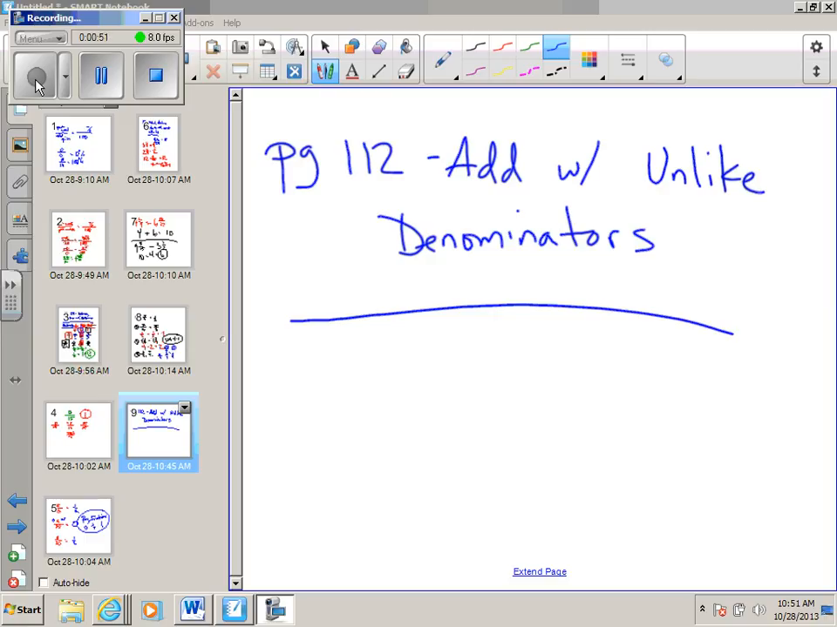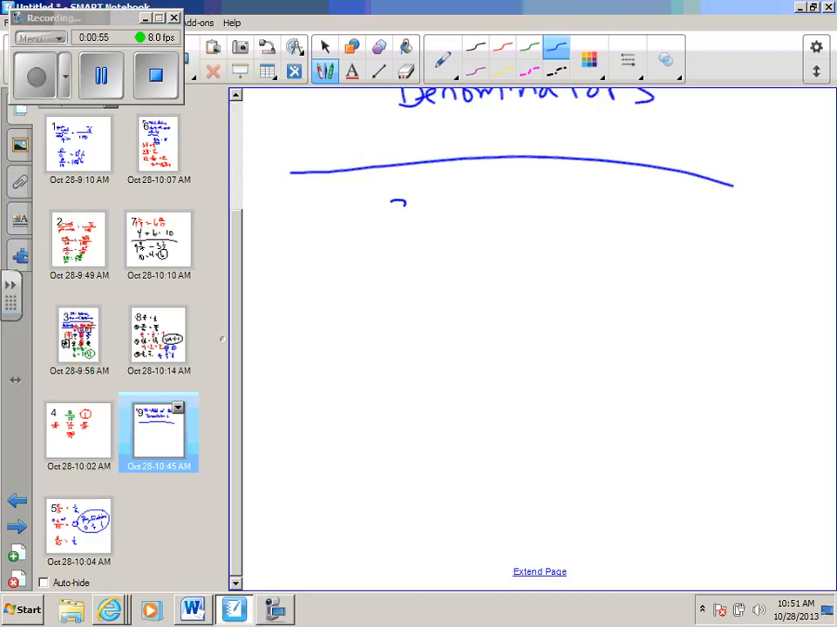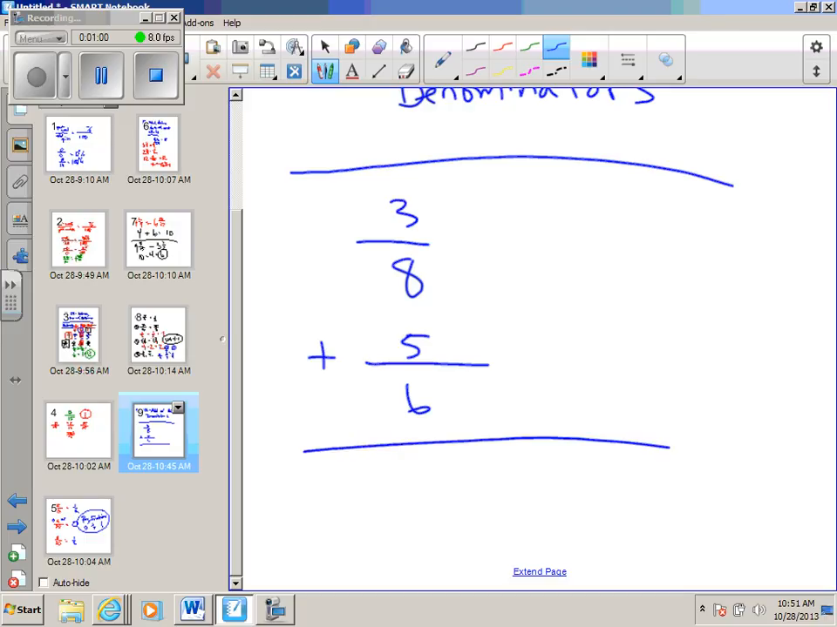So if we were to have a 3/8 and we were to add that to a 5/6, probably want to get used to writing your problems out vertically with one fraction on top of the other. It's just much easier to work through it and get your common denominators all worked out.